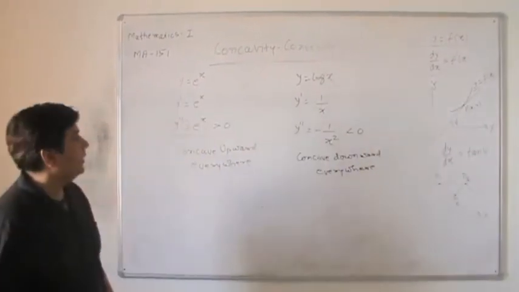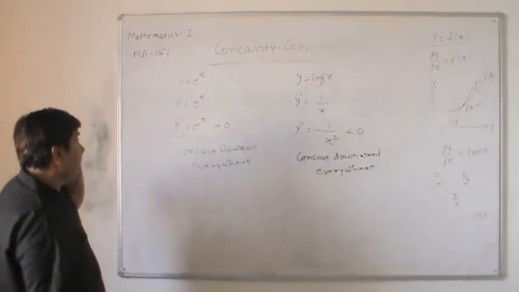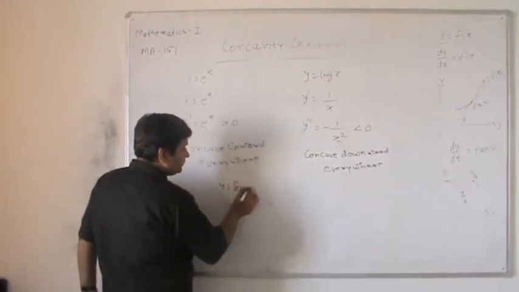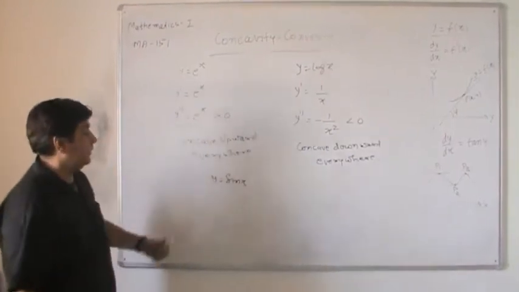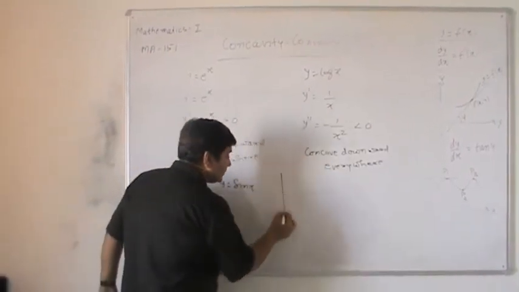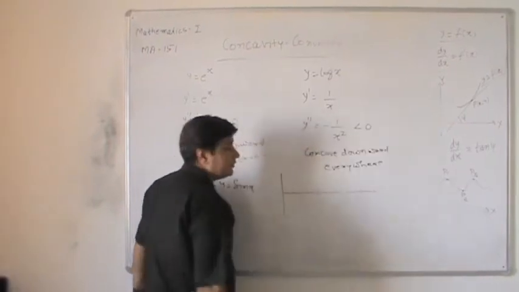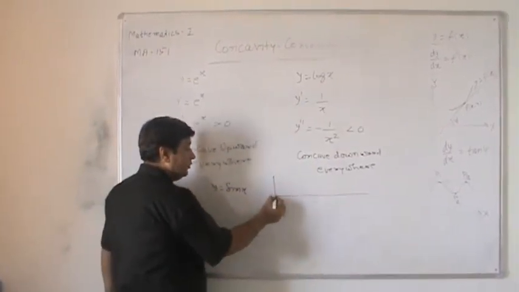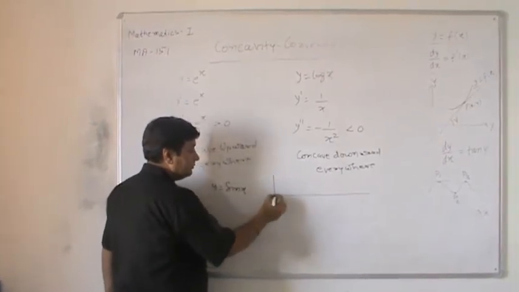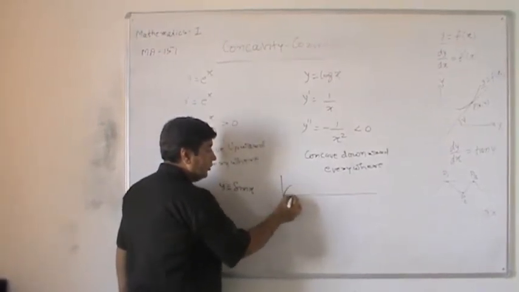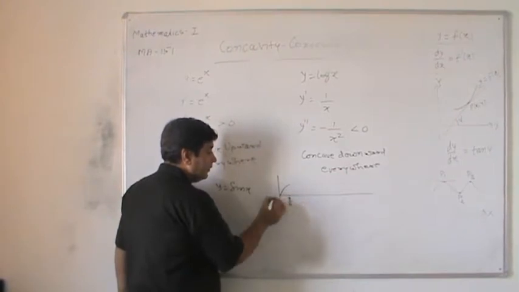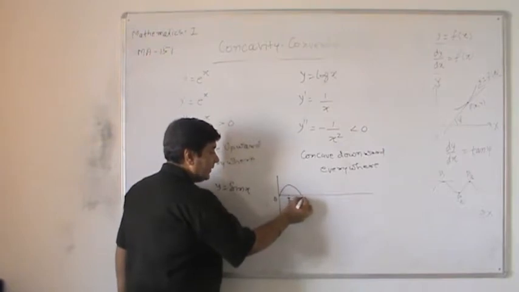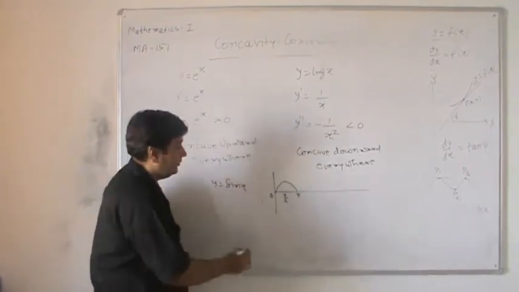Here, similarly, we can consider y equal to sin x. We know the curve of y equal to sin x. We can actually draw the rough shape of y equal to sin x. At x equal to 0, sin x is 0. And at x equal to pi by 2, sin pi by 2 is 1. And then at x equal to pi, sin pi is 0.